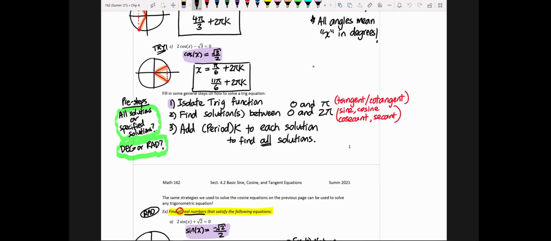Before we go through those 3 steps, we want to check, are they asking for all solutions or specified solutions, and are we in degrees or radians? Those pre-steps will help you determine how they want you to answer. But regardless, we do need to go through step 1, 2, 3. You might think, if they only want solutions between 0 and 2 pi, why do we even need step 3? And you're going to see why in the next section. Always go through step 1, 2, 3, and then from there you can determine how you want to express your answer depending on the instructions.